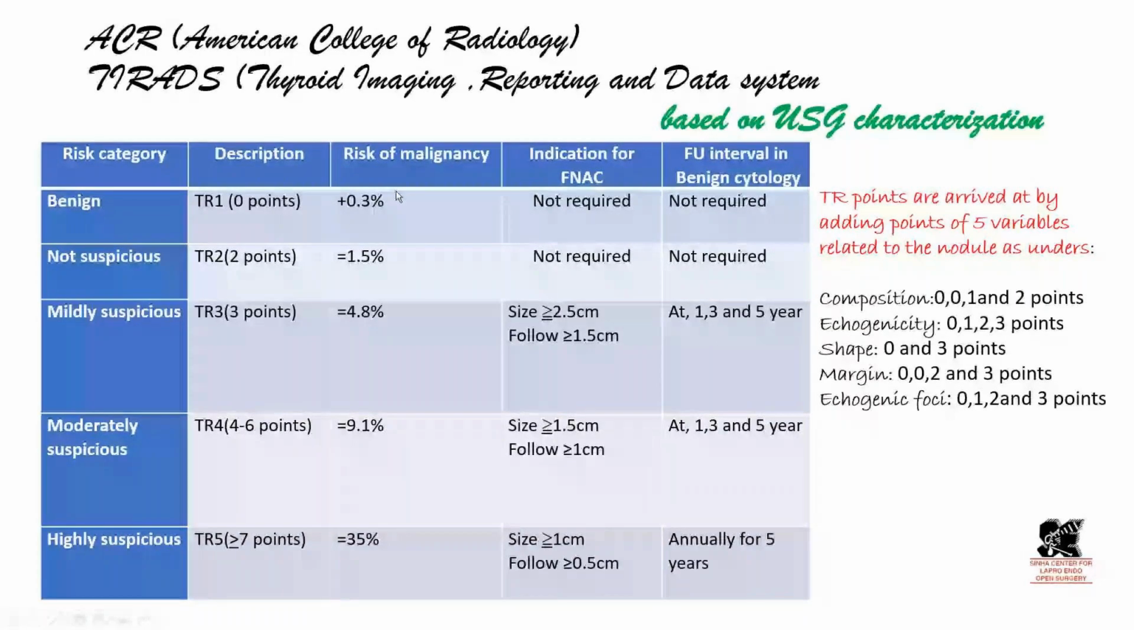And indication of FNAC, see, not required at all in TR1, TR2. It's only required when you start having mildly suspicious. And here also, see, more than 2.5 centimeter size. And here also, the basic is more than 1 centimeter. If the nodule is less than 1 centimeter and more than 0.5, these nodules should be followed. You should not do FNAC in these, right?